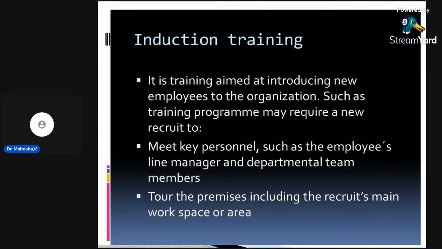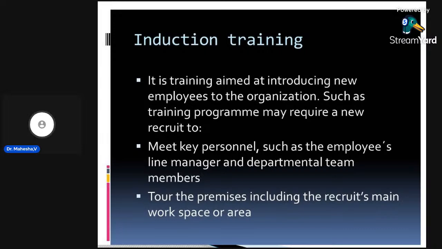Induction is a kind of training program where they try to introduce new employees to the existing employees in the organization, the existing work setup in the organization, to tell about the do's and don'ts of the organization, the haves and have nots in the organization. This is what an induction training program is. The purpose is to make the newly recruited employees more comfortable in the new environment. They used to do this.